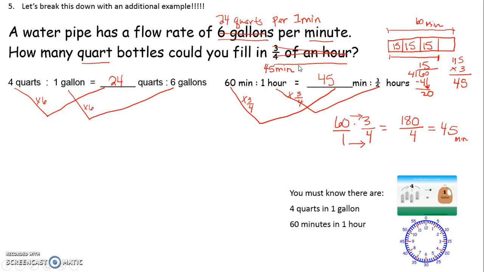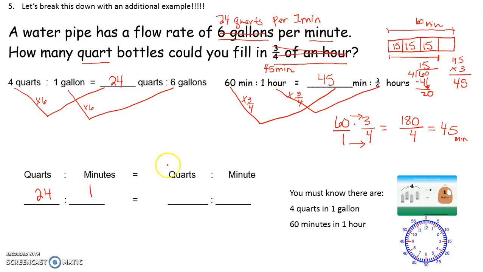Again, you can use another upside down caret if you'd like, because once we broke this down, we know we're dealing with 24 quarts in 1 minute. I wonder how many quart bottles you could fill in now 45 minutes. So then you just say to yourself, oh, okay, connect my minutes up. 1 times 45 is 45. So I said, oh, I got to multiply 24 by 45.